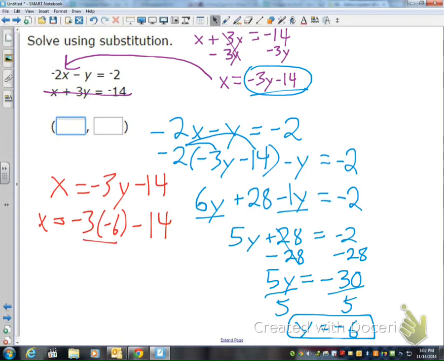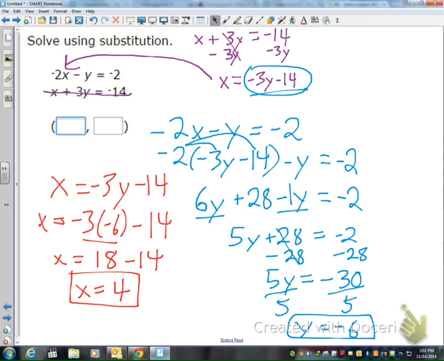Negative 3 times negative 6 gives us 18. And 18 minus 14 gives us positive 4. So my solution is 4, negative 6. Be careful. You're really going to kick yourself on IXL if you get the right answer, but then you put negative 6, 4 instead of 4, negative 6. Please make sure that you put the x coordinate first in your ordered pair and the y coordinate second.